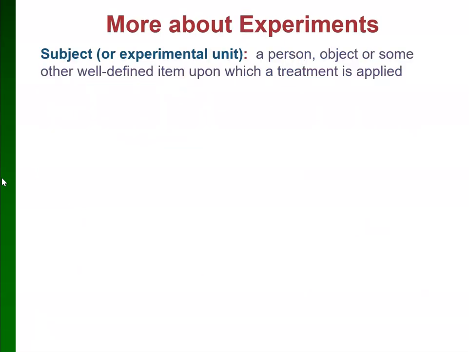There are a few more terms that we need to define when we talk about experiments. First of all, a subject, or you'll sometimes see this called an experimental unit, is a person, an object, or some other well-defined item upon which a treatment is applied. In other words, it's an individual in the study that is receiving a treatment.